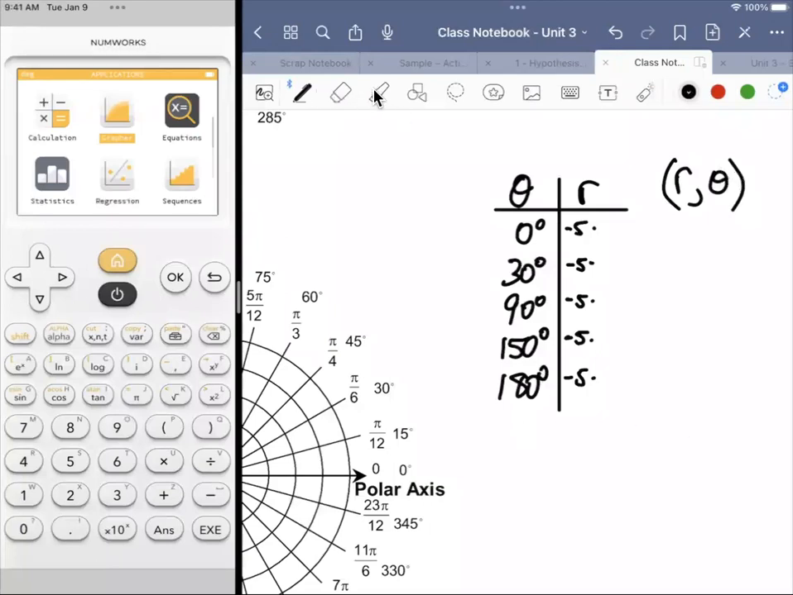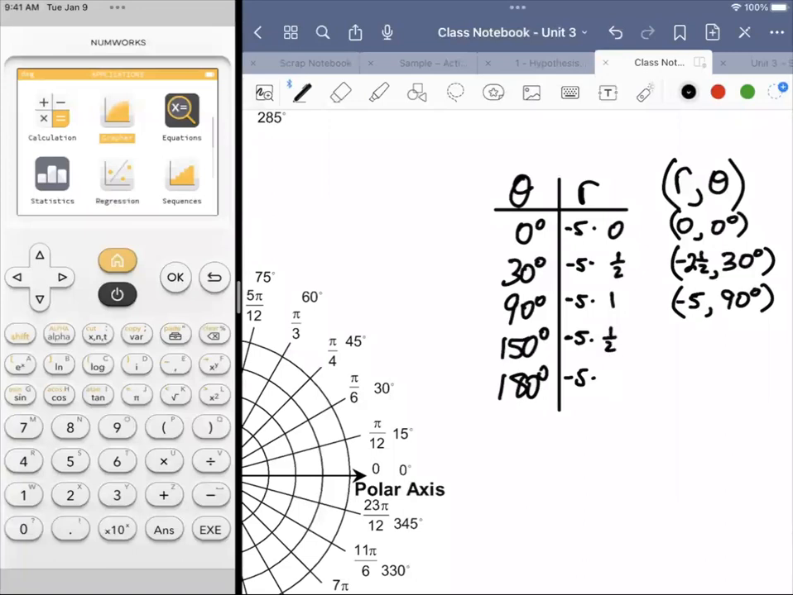All right. So sine of 0 is 0, so we have 0 steps in the direction of 0 degrees. Sine of 30 is 1/2, so that's negative 2.5 steps in the direction of 30 degrees. Sine of 90 is 1, so negative 5 steps in the direction of 90. Which again is kind of a misnomer. You're not really going in the direction of 90 if it's negative. If the R value is negative, you're actually going in the opposite direction.